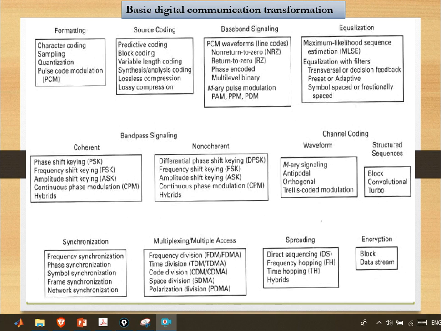I know we gave a brief introduction about it in the previous semester in the course of Introduction to Telecommunication, but this is one of the most fundamental processes in digital communication, so we need to have a look at it and understand it very deeply. After that, we have source coding. Within the source coding block, you have predictive coding, block coding, variable length coding, analysis coding, lossless compression, lossy compression. All of these are under the umbrella of source coding.